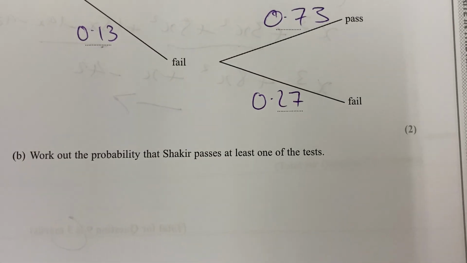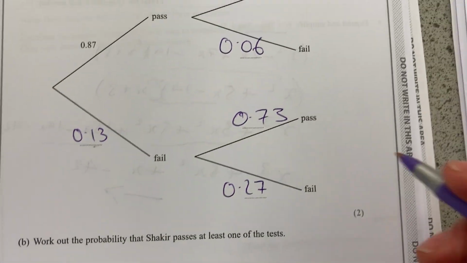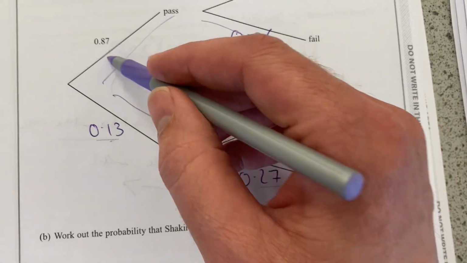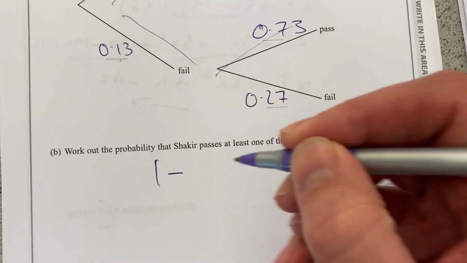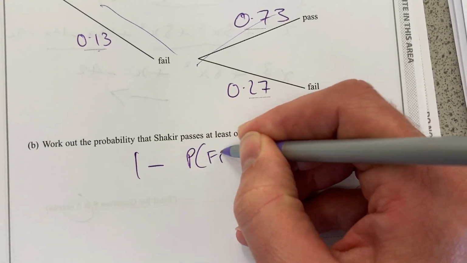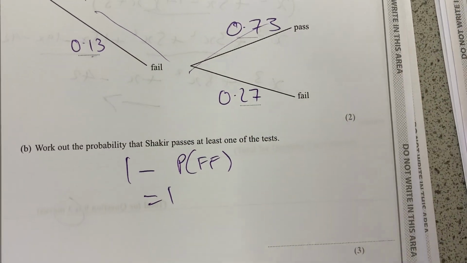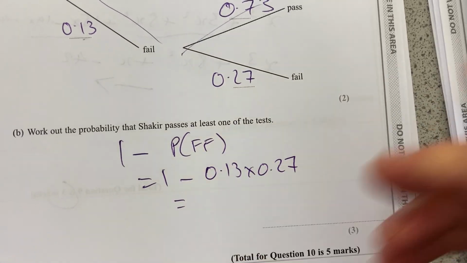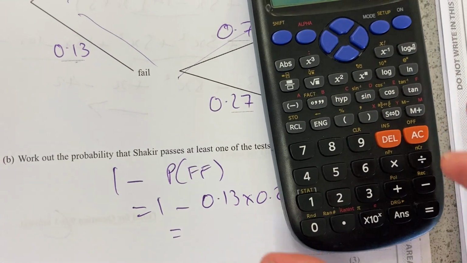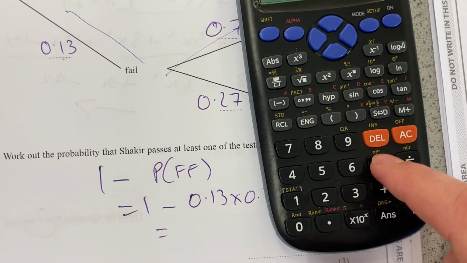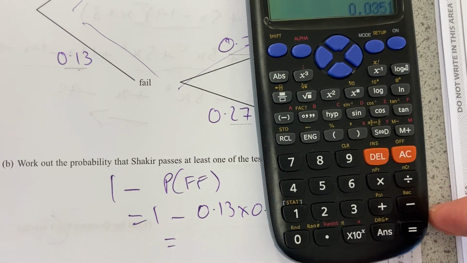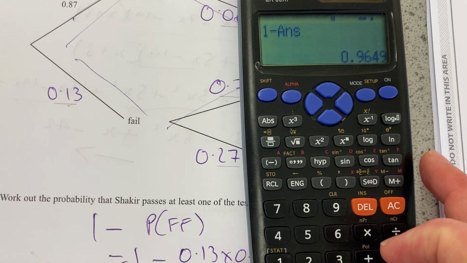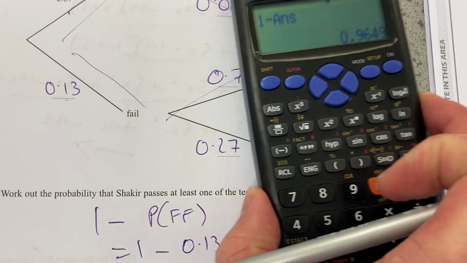Then work out the probability that Shakir passes at least one of his tests. So he could pass and fail, fail and pass, or pass both, which is the same as 1 minus the probability of failing both. So that'll be 1 minus 0.13 times 0.27. At least one could be both, or at least one of them. 0.13 times 0.27, and then I'm doing 1 minus that. 0.9649.